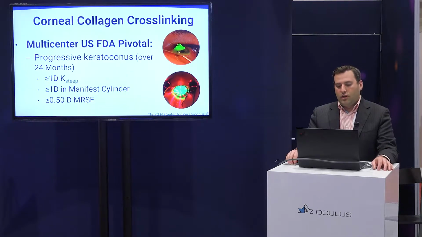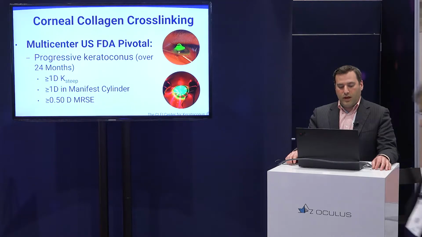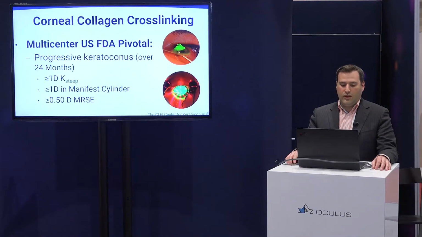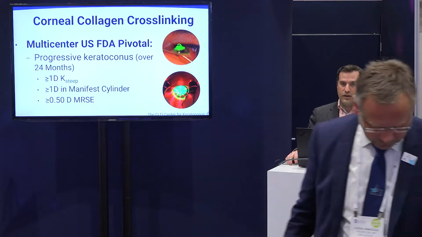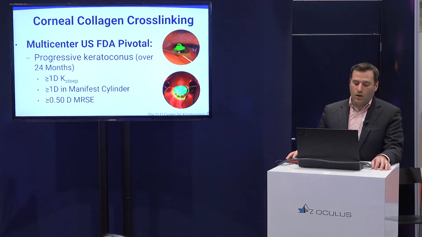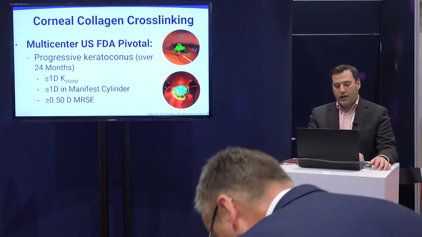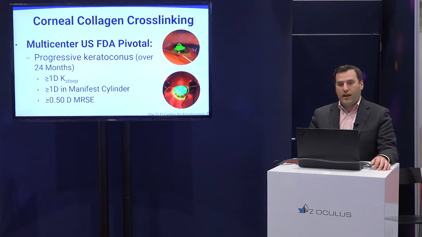So if we look back at the multi-center FDA pivotal trial, how did we define progression of keratoconus? Basically, patients had to have steepened by a diopter or more their K-steep. Manifest cylinder had to have increased by a diopter or more, or the spherical equivalent had to worsen by about a half a diopter over the course of 24 months.